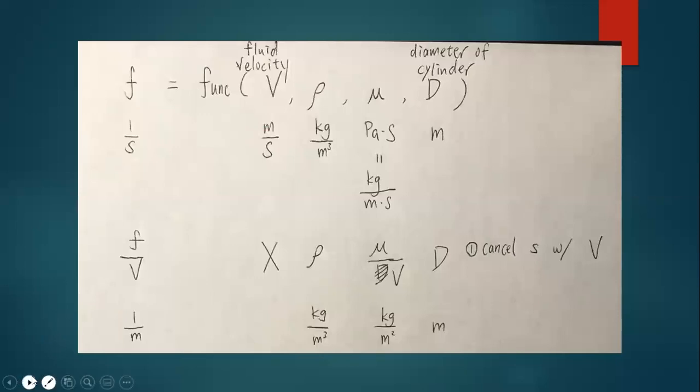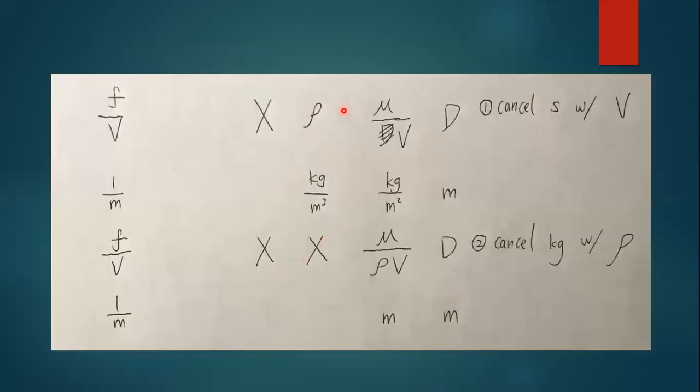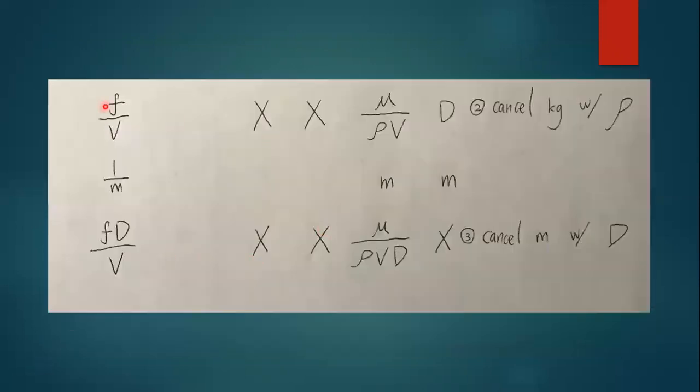The second thing we're going to do is to cancel kilogram by density. So frequency over velocity and diameter remain unchanged. We divide viscosity over velocity by density, which results in a unit of meter. The final thing we're going to do is cancel meter with diameter. We multiply the frequency over velocity by diameter and divide viscosity over density times velocity by diameter. This results in 2 unitless factors.